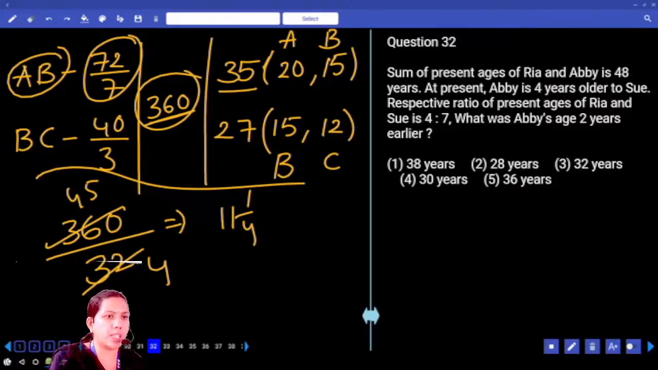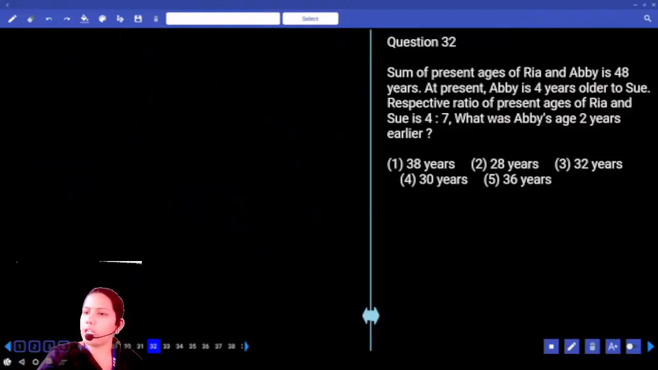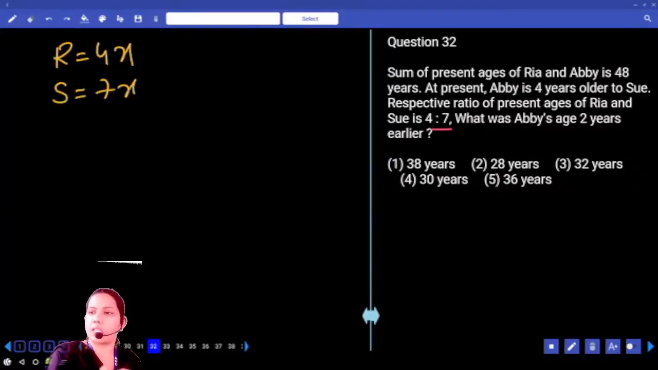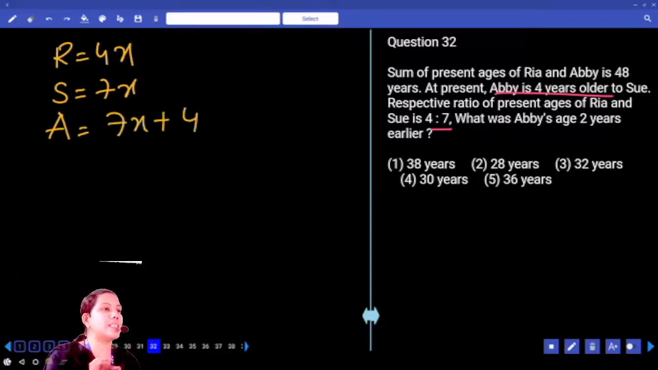Options are given, so I'll solve it through the options. What is the ratio between Riya and Sue? Suppose Riya is 4 parts, then Sue is 7 parts, so 7x. Abhi is 4 years older than Sue, so Abhi's present age is 7x plus 4.